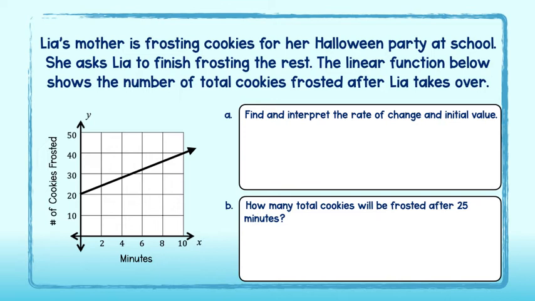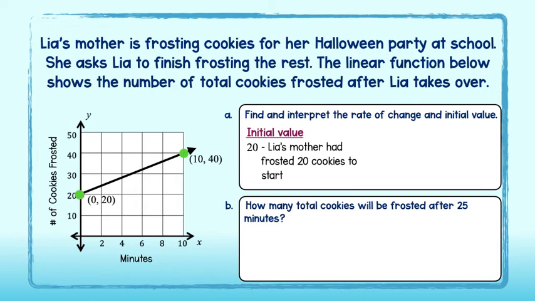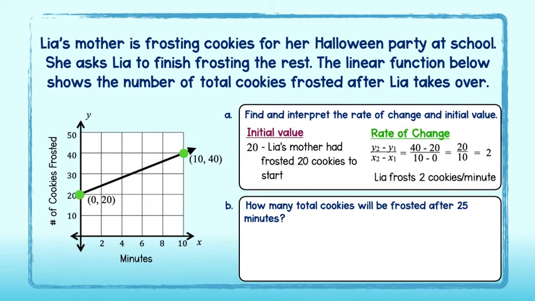Okay, let's take a look. The y-intercept is 20. So the initial value is 20. This means that Leah's mother had already frosted 20 cookies before Leah took over. Next, we will choose 2 points to find the rate of change. Using our formula for slope, we get 40 minus 20 over 10 minus 0, or 20 tenths, which reduces to 2. This tells us that Leah is able to frost 2 cookies per minute.